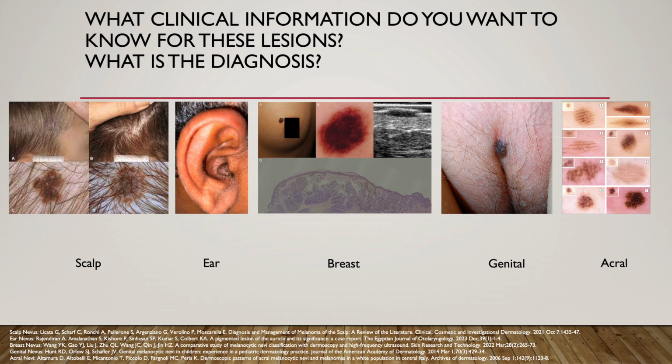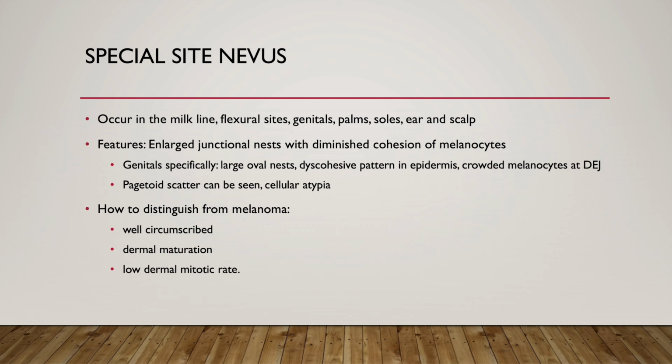It's important to know because if you have atypia, you can have a higher threshold of calling it an atypical melanocytic nevus. And how to distinguish this from melanoma? These special site nevi are well circumscribed. They have dermal maturation and they have a low dermal mitotic rate.